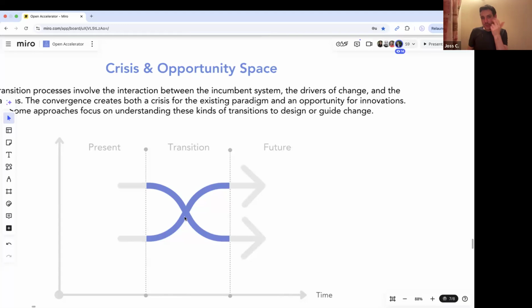design these transitions? How do we represent and model these transitions? How do we think about the future and where we're going and the dynamics at play in the system, the incumbents, the innovators, the upstarters, the drivers of change, the macro changes within the environment, and so forth.